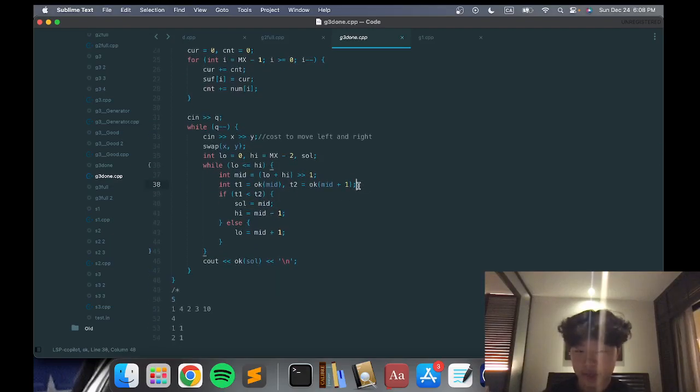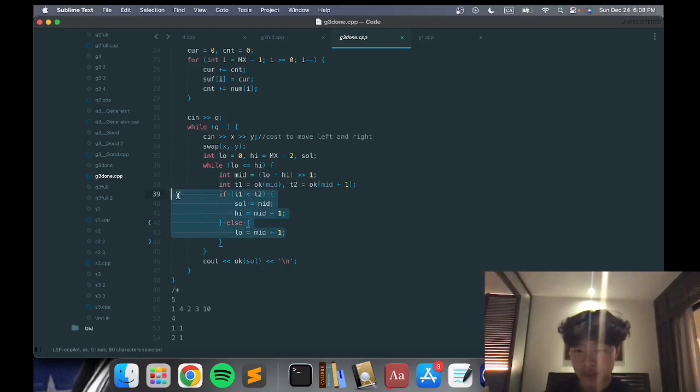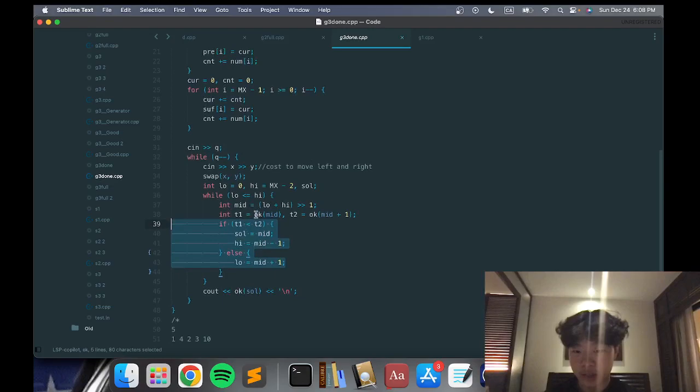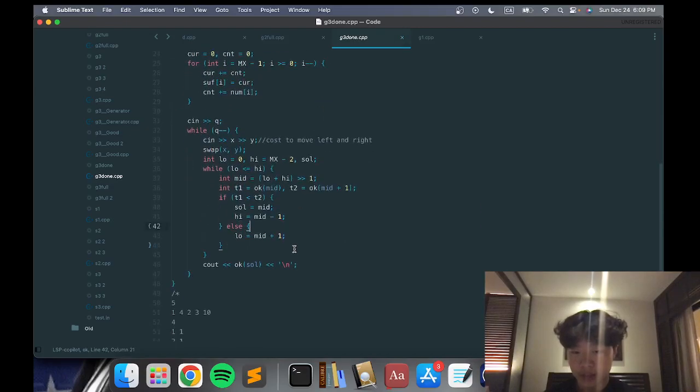I heard you can do ternary search, but I'm not really sure if it might be better. I have no idea, but a binary search of mid and mid plus 1 works. If you do mid and mid plus 1, then if mid is smaller than mid plus 1, you go more to the left. If not, you go more to the right. This is just standard binary search. And this OK function is just calculating the answer. It's the prefix times y plus the suffix times x. And then you output the solution.